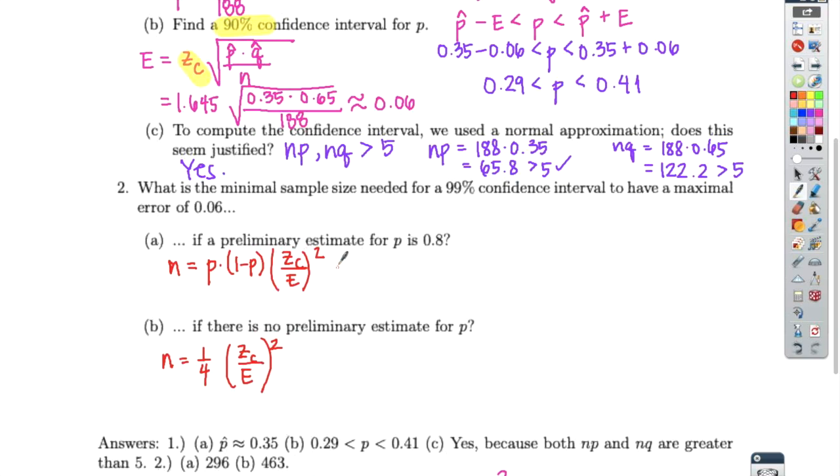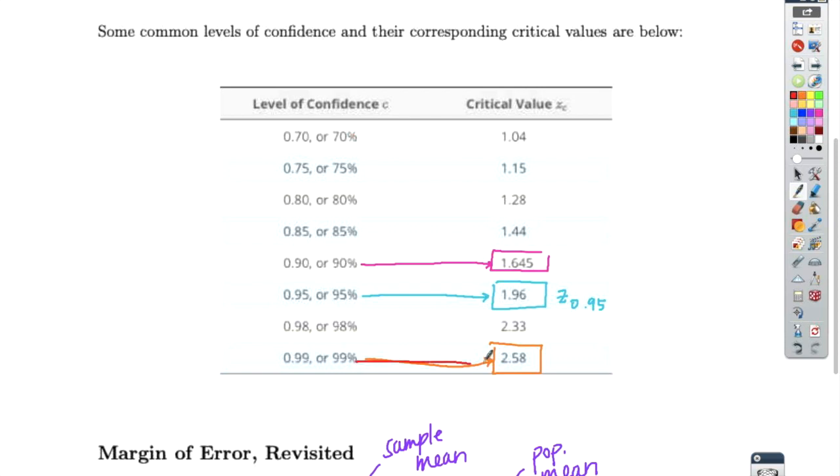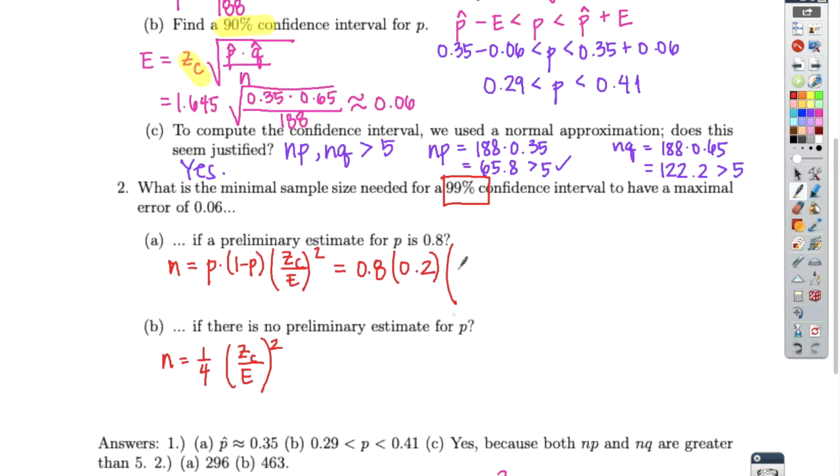All right, so let's start. Everywhere we see a P, we'll plug in 0.8, which would make 1 minus P 0.2. Now we need our critical value, and in this case for a 99% confidence, our critical value is 2.58. So 2.58 over the error, which we said is 0.06, and this quantity is squared. So make sure that you're being careful here with your parentheses, because we don't want to accidentally square the entire quantity.